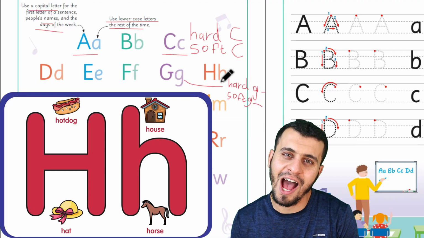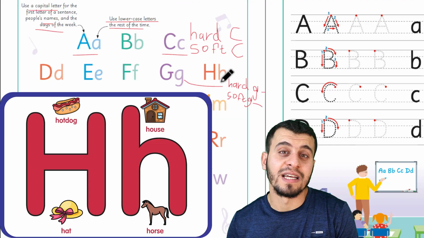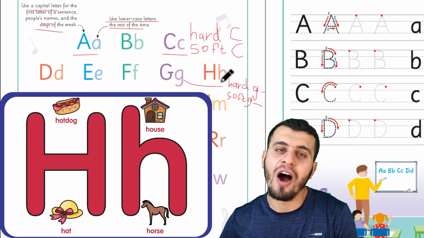For example, hour. Some people say hour, but it's not hour, it's our. But we also have he, hungry. Okay?